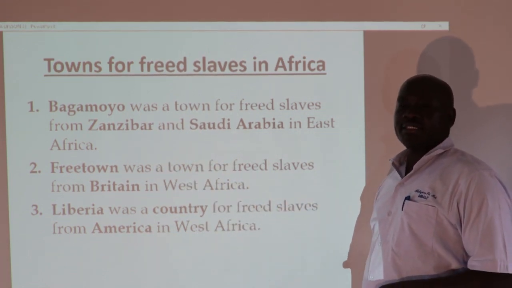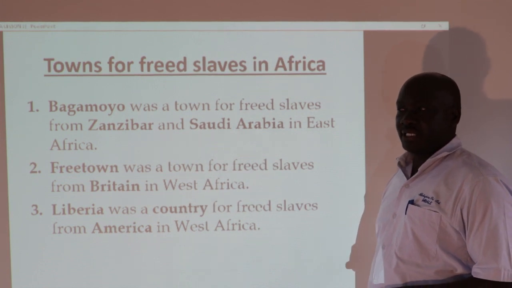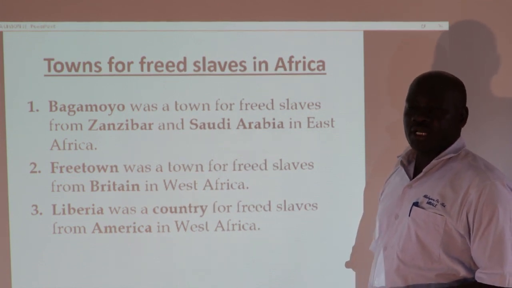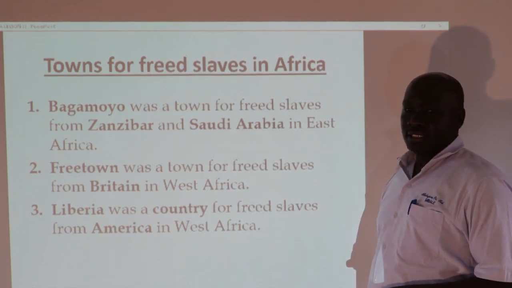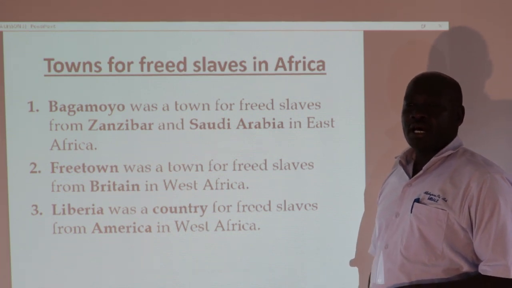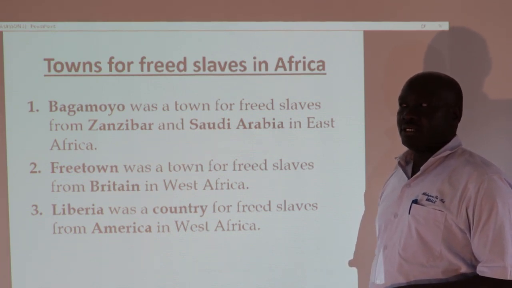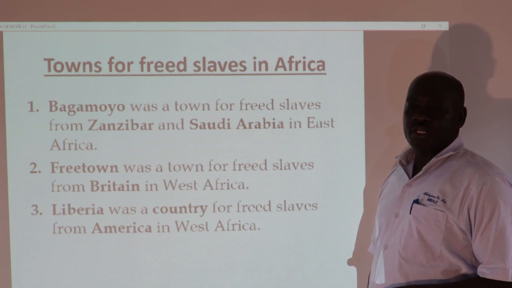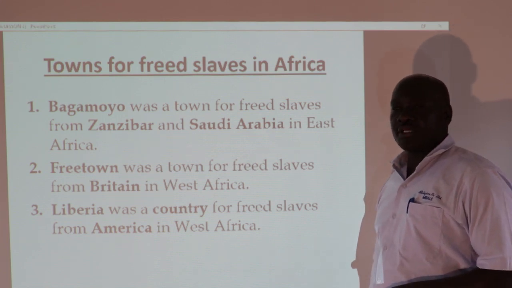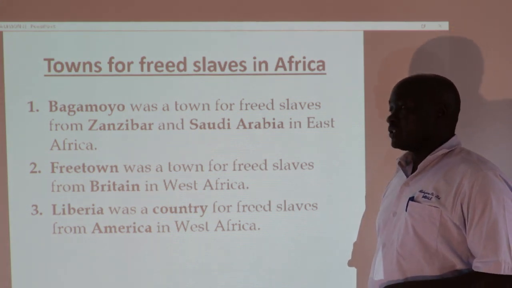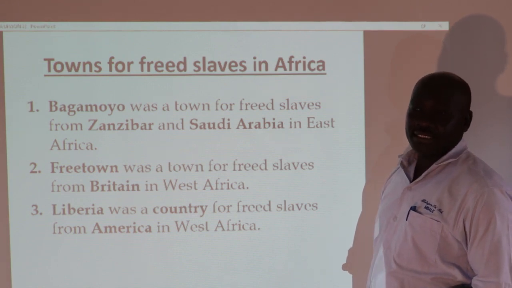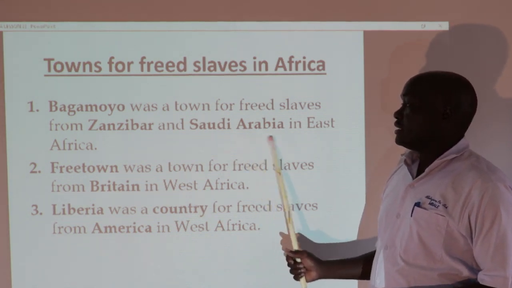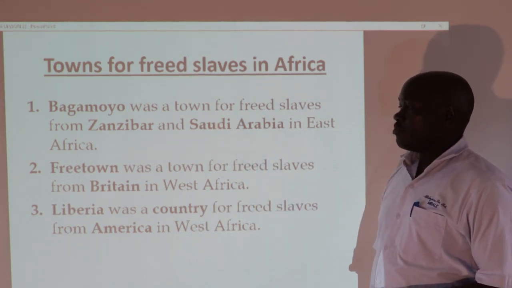For example, Bagamoyo was a town. Bagamoyo is a town at the East African coast where freed slaves, those who were brought from Saudi Arabia, but could not locate their villages, were settled. They were brought and they were settled in Bagamoyo. Those from Zanzibar were also settled there. Some from Denver were also settled there. Some from Mauritius also settled in Bagamoyo.